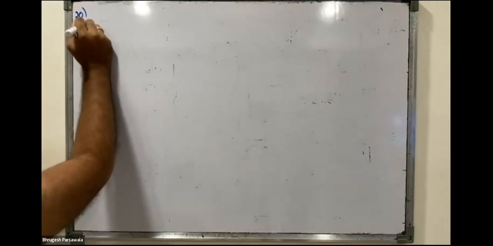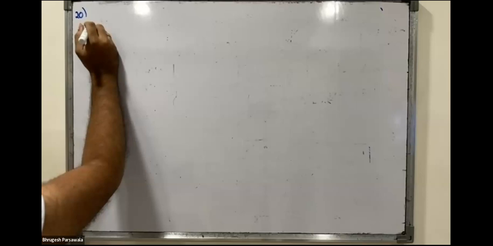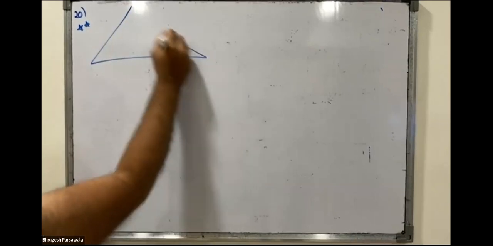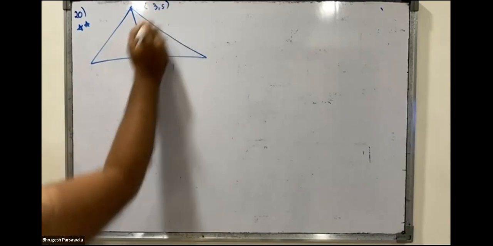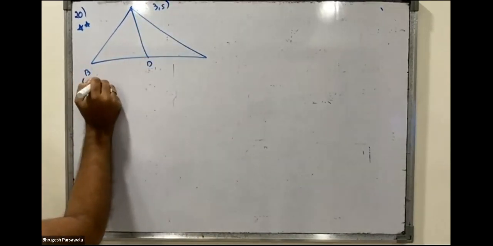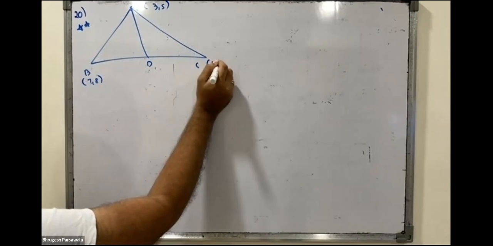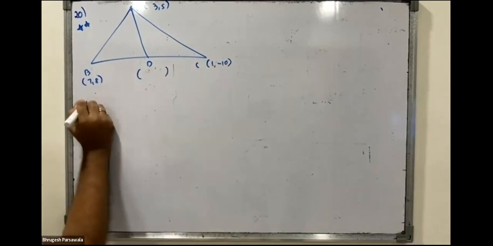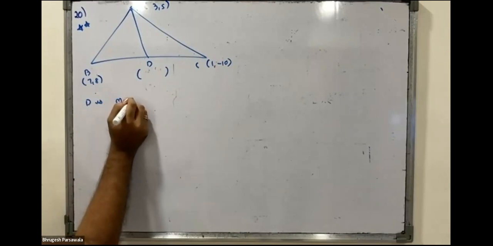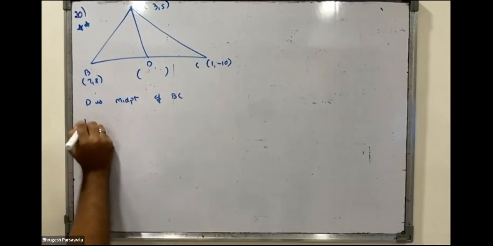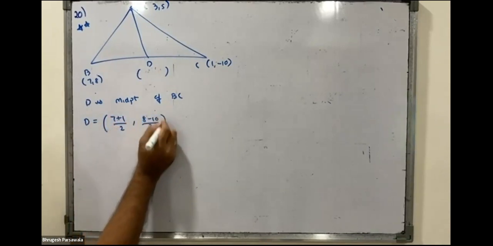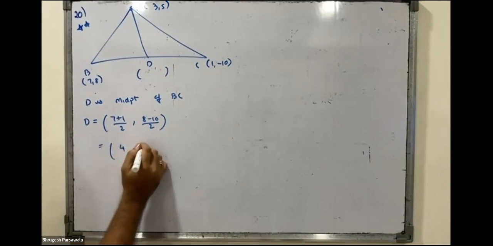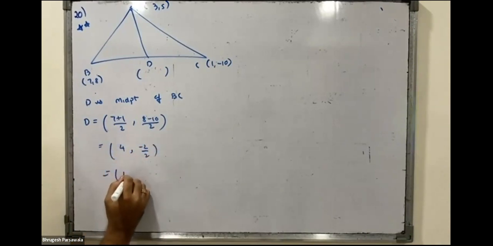Twentieth, a very nice sum. Find the equation of the median through A. Find the equation of the median through A, B, and C, where D is the midpoint of BC. D is the midpoint of BC, beta. So what are the coordinates of D? (7 plus 1) upon 2, (8 minus 10) upon 2, beta. (4, -1), beta.